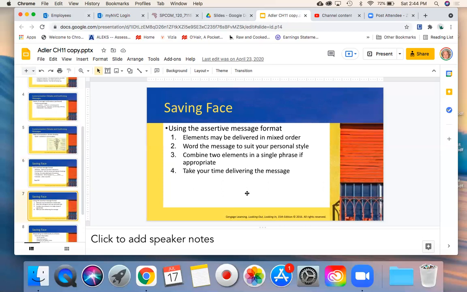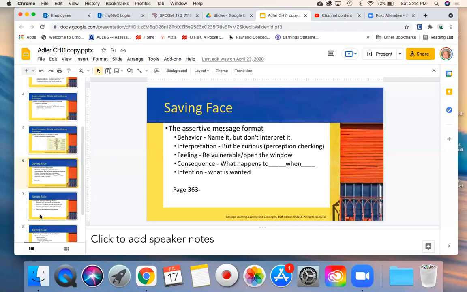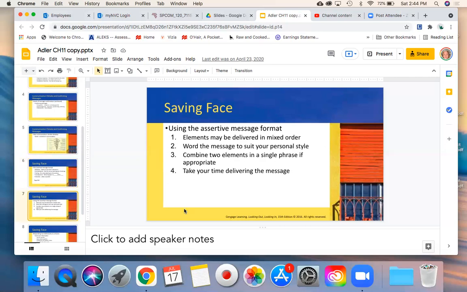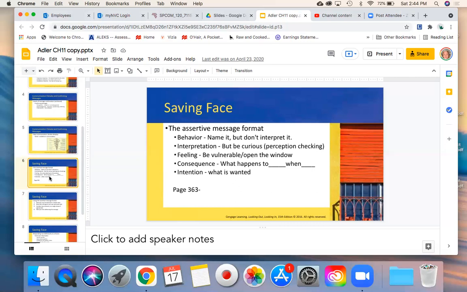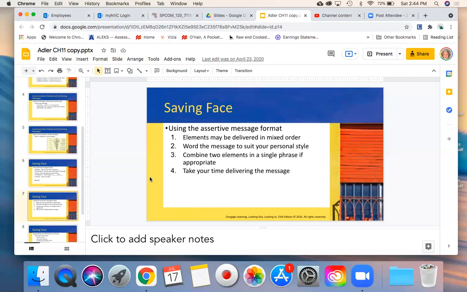So some guidance for when you're using the assertive messaging format is that firstly, elements may be delivered in mixed order. So the elements being these right here, they can be in a mixed order. Word the message to suit your personal style, right? So you're reading some examples in the book, they may not suit your style. So make sure you're authentic, right? The third thing is to combine 2 elements in a single phrase if you can. So again, all these elements, some of them can be combined. And last, take your time delivering the message.